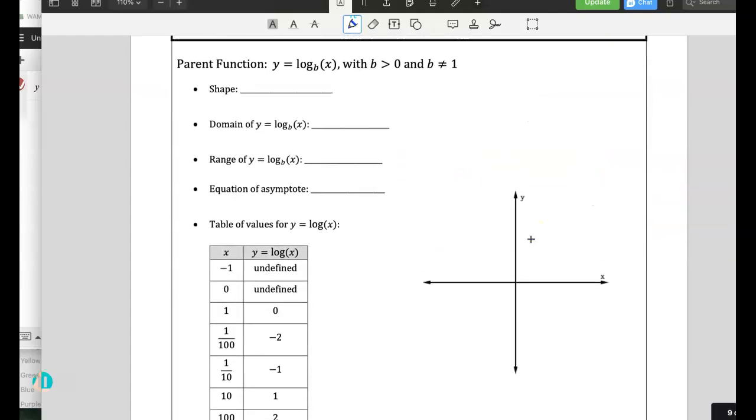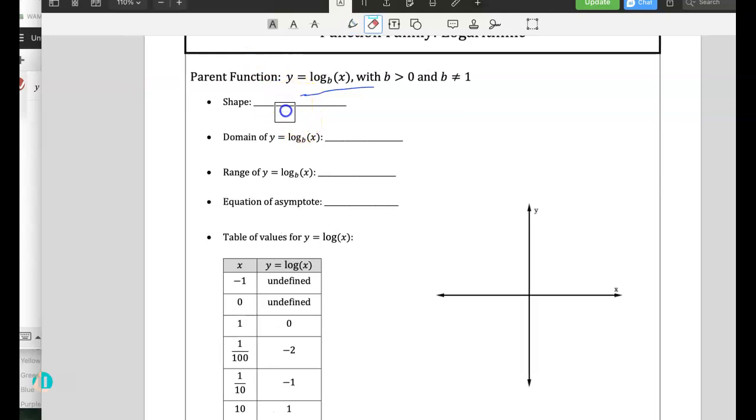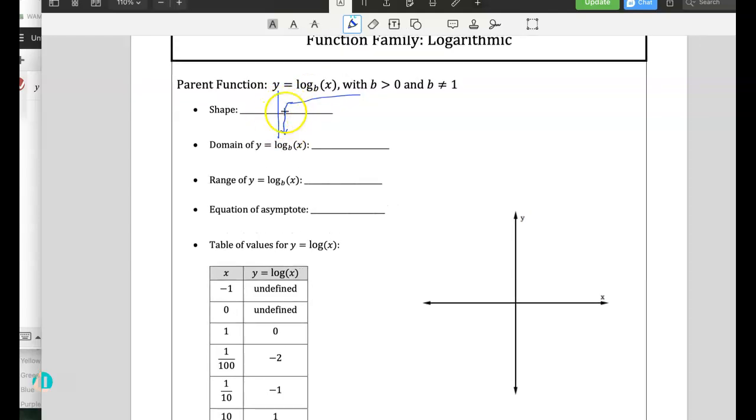The shape of a log function looks like this. It's concave down, and logs, on the other hand, grow very slowly. They kind of look like this. Right, like that. And they have an asymptote too. They can't go below. Hold on, let me just graph this. They're going to approach the y-axis as x gets closer to 0.